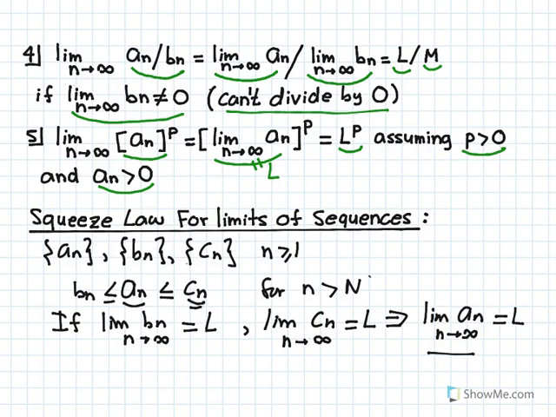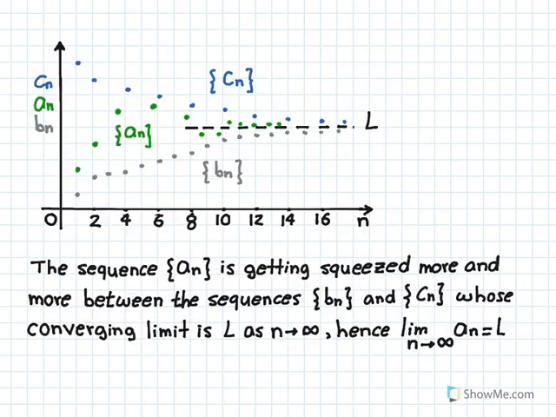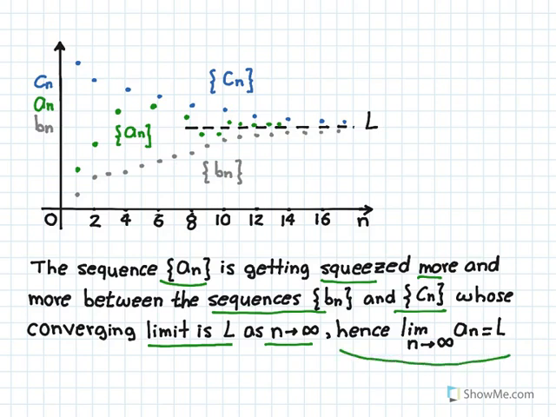So if cn has a limit L and bn has a limit L, then an's limit also has to be L. Let's show that on a graph. It will be easier to visualize. So you can see how the sequence an, which is in green, is squeezed between cn and bn. And as we increase n, you can see that an has no room to maneuver, so the limit of an is essentially going to be L. So the sequence an is getting squeezed more and more between the sequences bn and cn, whose converging limit is L as n goes to infinity. So for that reason, the limit as n goes to infinity of an is also L. This result is the squeeze law.